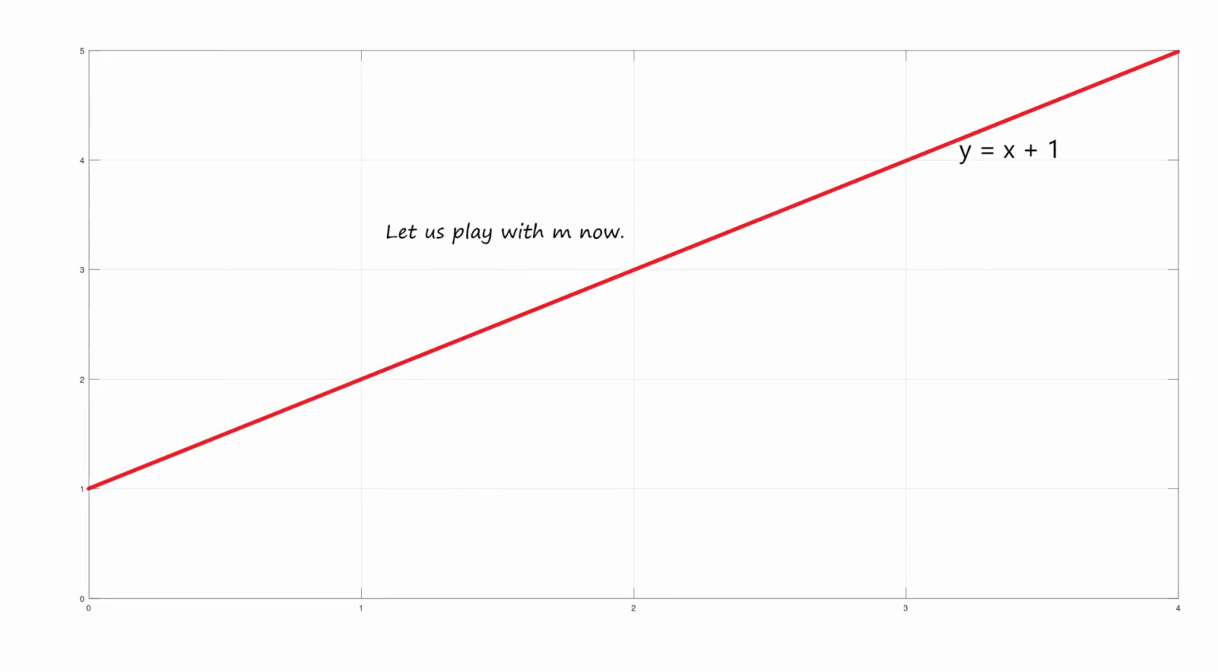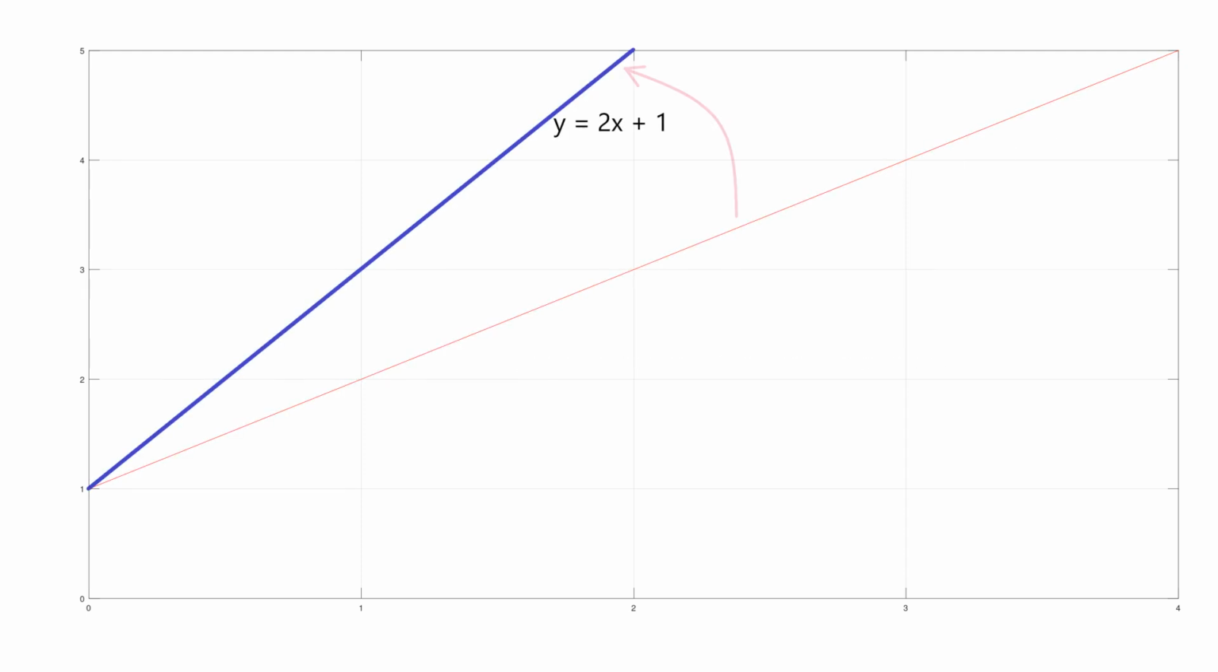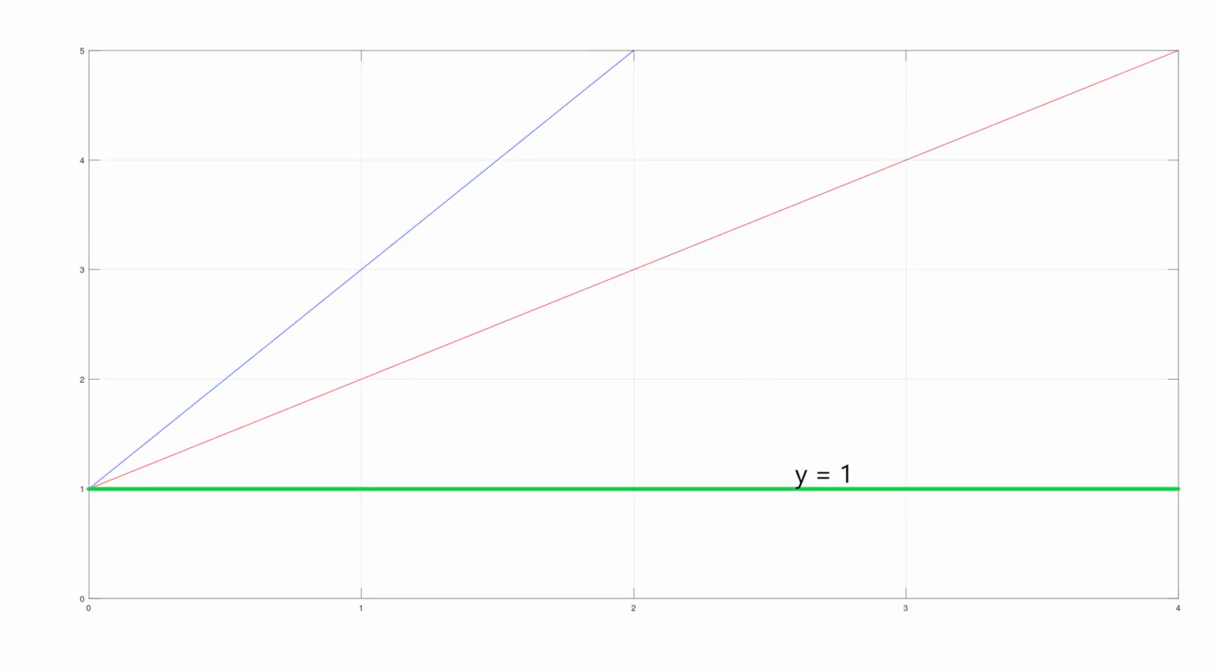Now let's mess with m, the tilt master. Back to y is equal to x plus 1, but let's crank up the spice. Set m is equal to 2. Now we have y is equal to 2x plus 1. The line steadily turns ambitious and gets steeper, like someone trying to sprint up a mountain. Set m is equal to 0. Now y is equal to 1. What just happened? The line stopped caring, laid down horizontally and started sunbathing on the x-axis.